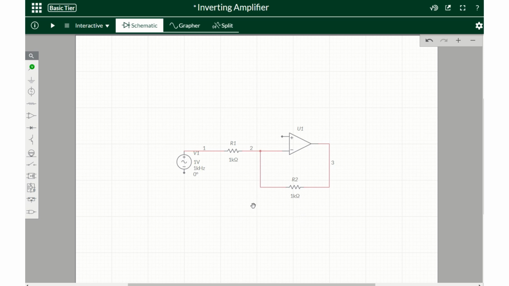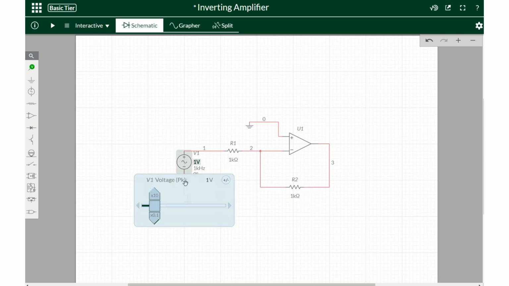Since I'm not using the positive pin, I'm just going to connect that pin to a ground. So I'll just put a ground here, and I'm connecting it with the positive end. And that's pretty much it for our, oh, I also need to ground the source, so I'm just going to ground him. Okay, so now you see that my R2, the feedback resistor, is 1 kilo ohm.